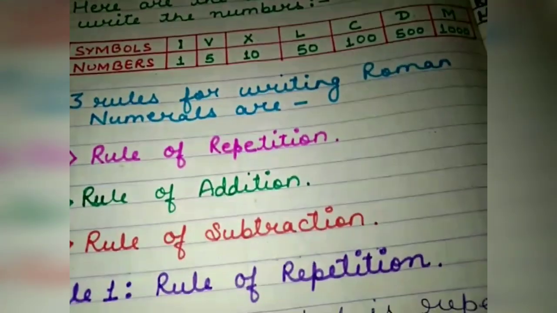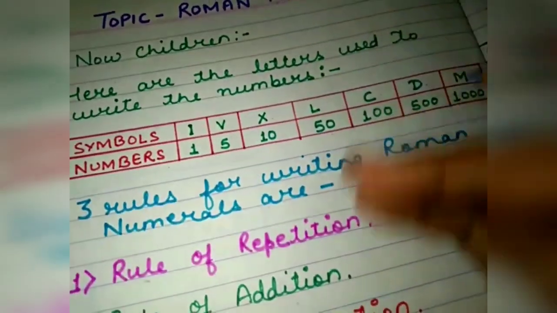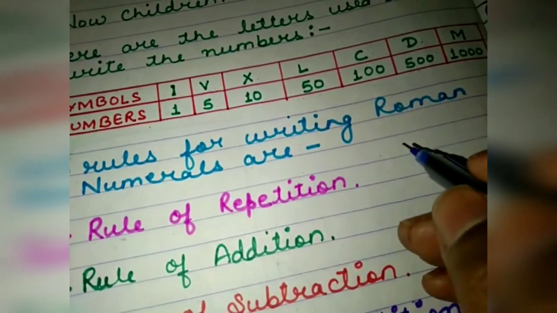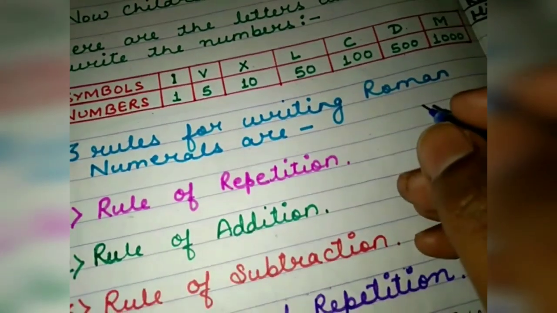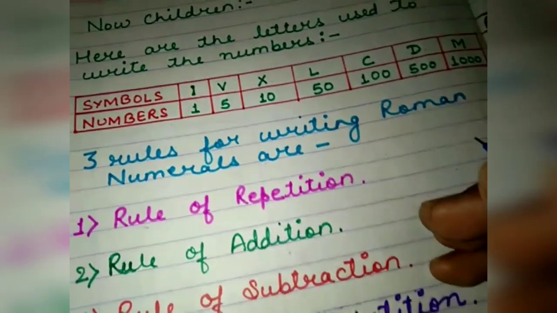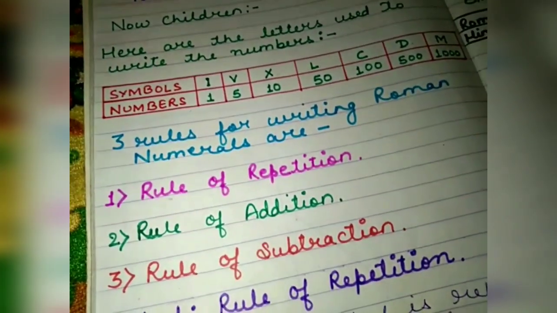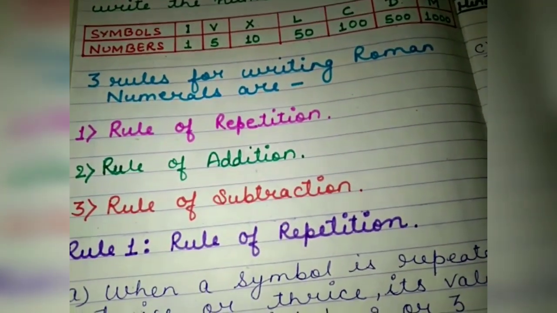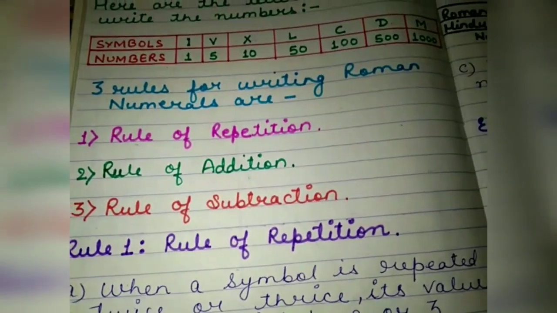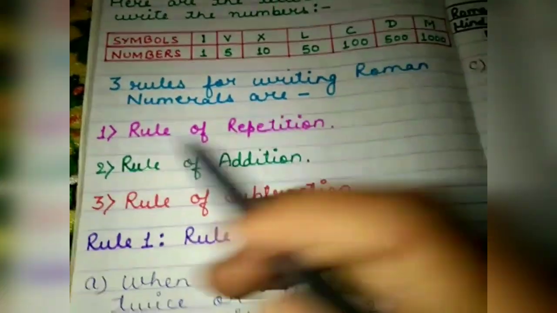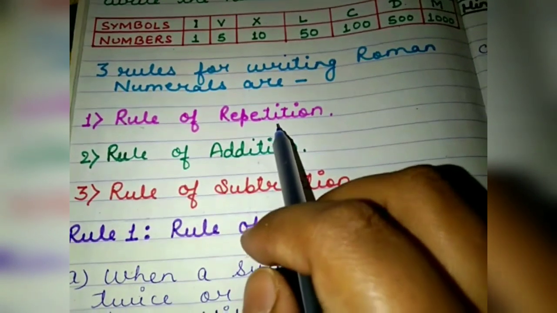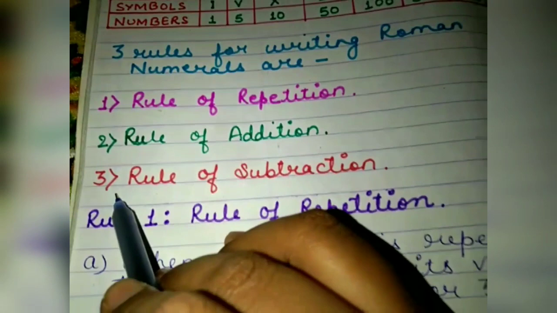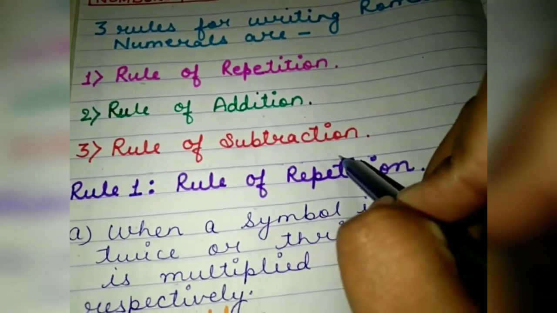Now, after learning the symbols, we need to remember 3 rules while writing Roman numerals. Let us learn each rule one by one. So children, you can see here I have written 3 rules for writing Roman numerals. That are, first is the rule of repetition, second the rule of addition and third the rule of subtraction.